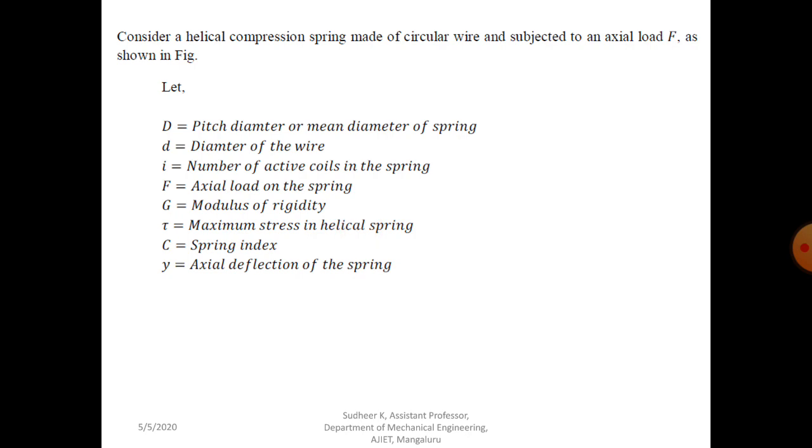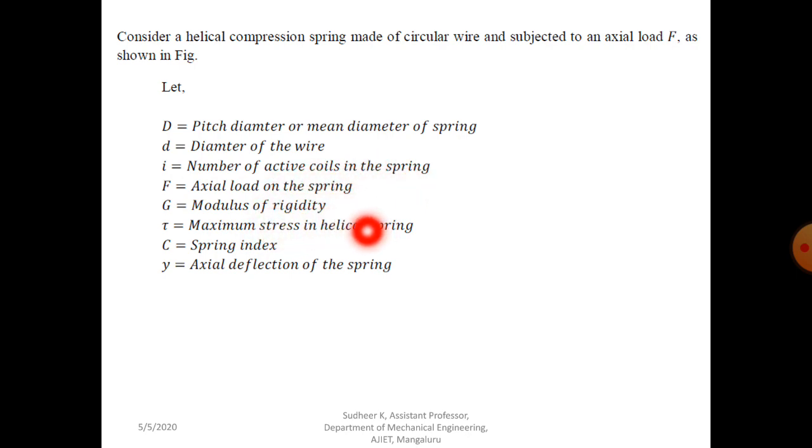Usually, if you straighten one coil of the spring, its length will be pi into capital D, because it is the circumference, where D is the mean diameter of the spring. If there are i active coils in the spring, the length of the equivalent bar is pi D i, because we have to multiply by the number of turns i. This is one of the important things.